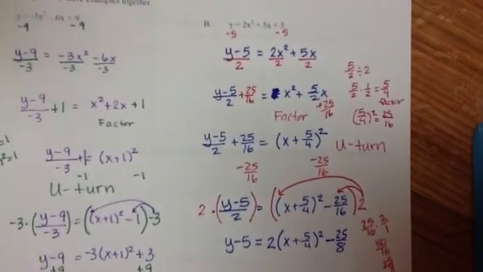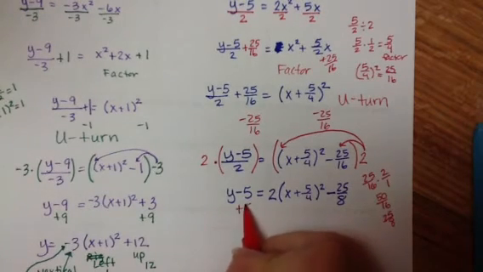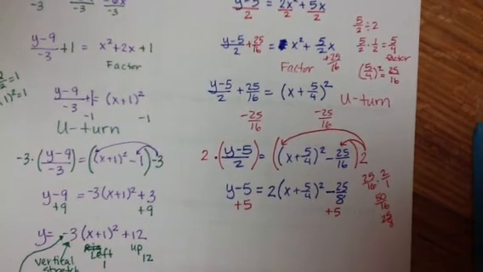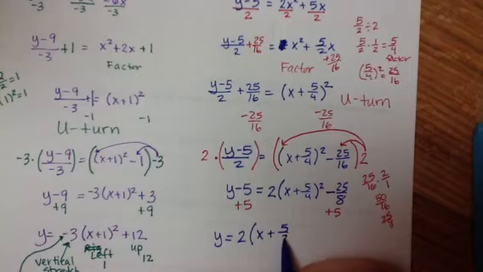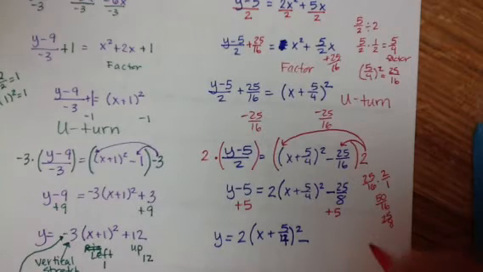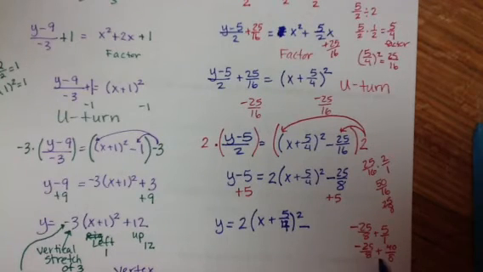And then the very first thing was subtracting 5 to both sides, so the very last thing will be adding 5 to both sides. So I have y equals 2 parenthesis x plus 5/4 squared minus 25/8 plus 5 would be 40/8. Excuse me, negative 25/8 plus 40/8. So that's going to give me plus 15/8.